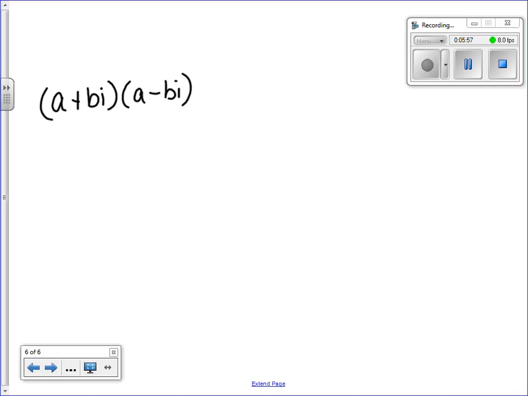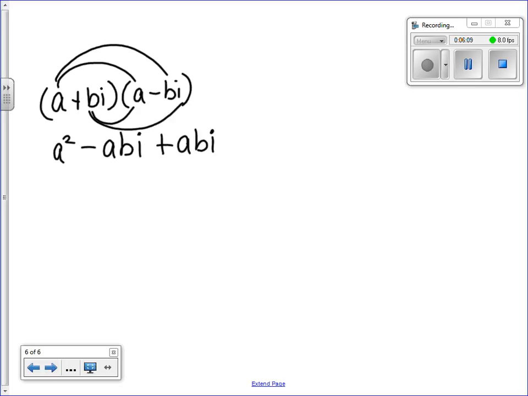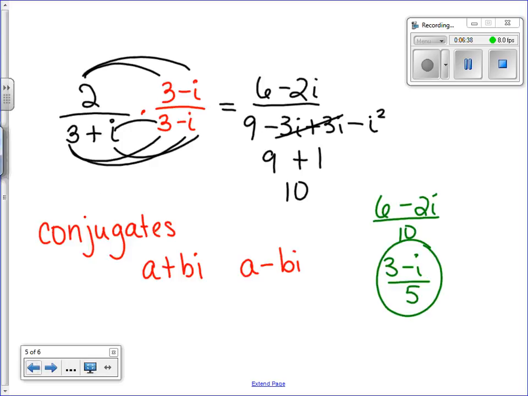These are conjugates, right? It's going to be a squared minus abi plus abi minus bi squared. What happens with these two? So I have a squared. What happens with this minus bi squared? Turns into a plus b squared. When you multiply conjugates, the answer is always the first one squared plus whatever is in front of the second one squared. Always.